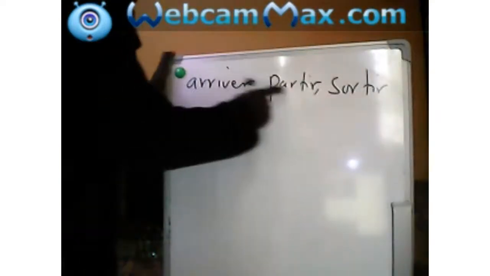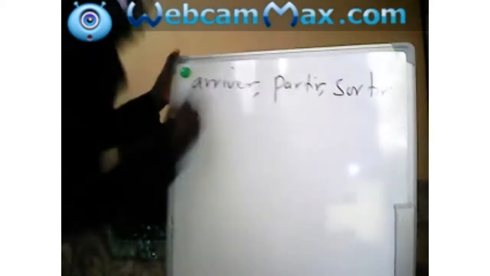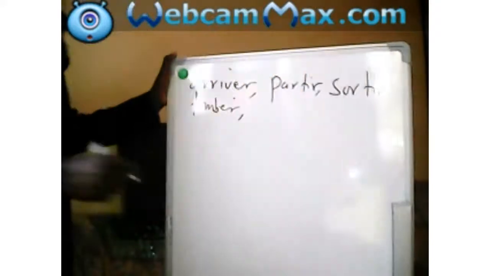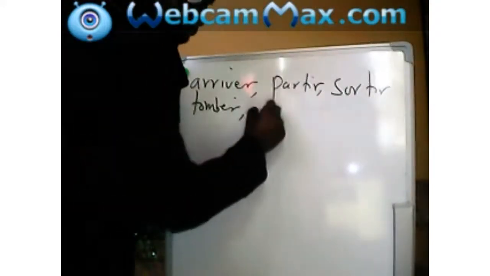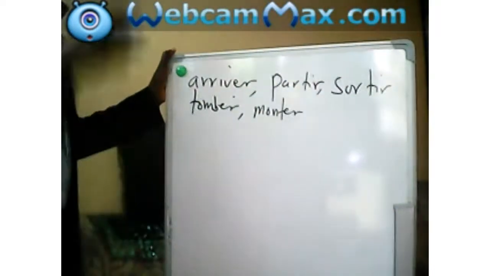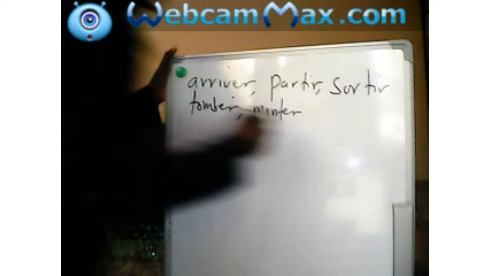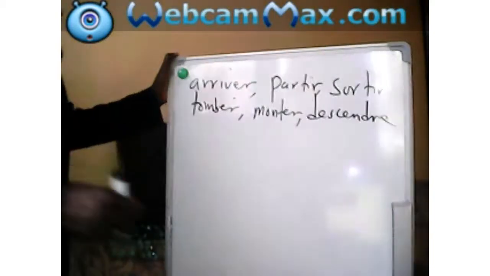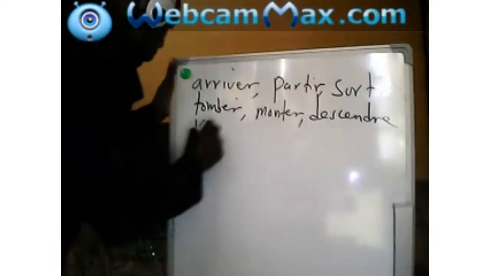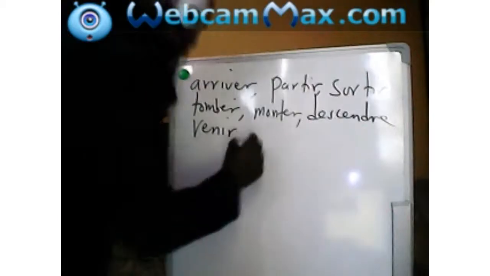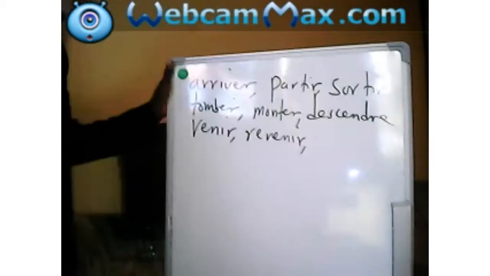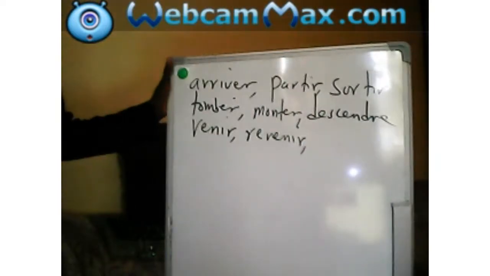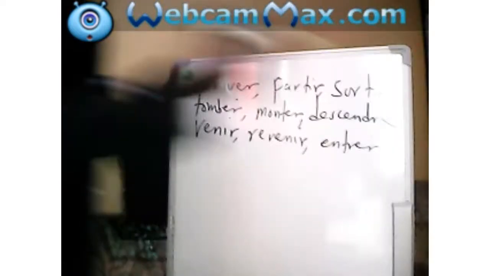So, arriver, partir, sortir. We have the verb tomber, to fall. We have the verb monter, to climb or to go up. We have the verb descendre, to descend or to go down. We have the verb venir, to come. We have the verb revenir, to come back. We have the verb entrer, to enter.